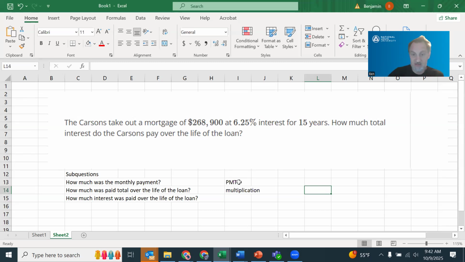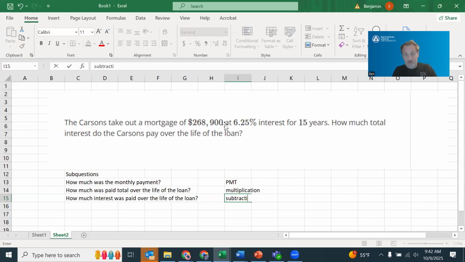So the Carsons are paying some amount. We don't know what it is. Say it's $500. They're doing that every month for 15 years. So then it becomes a multiplication problem to figure out how much they paid total. And finally, if we figure out that the total they paid was, say, $300,000, but the mortgage was $268,900, then we can figure out how much was interest. It's just subtraction, because we know that what they paid total was more because they had to pay those extra fees, those interest fees. And so we can figure out the total of the interest fees by just doing a little subtraction. All right, let's do it. And let's talk about where this goes wrong.